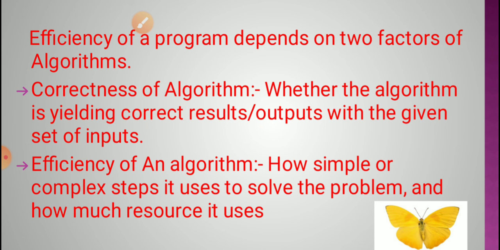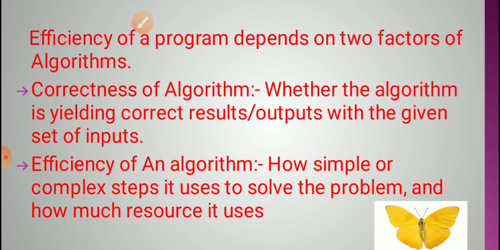The second characteristic is efficiency of an algorithm. How fast it is, how simple or complex the steps it uses to solve the problem are, and how much resource it uses. Resource means memory. The above factors will also make a program correct or incorrect, and efficient or inefficient.